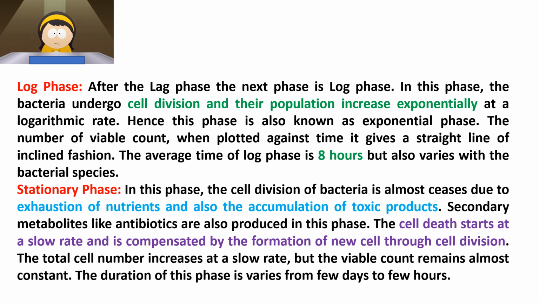Stationary phase. In this phase, the cell division of bacteria almost ceases due to exhaustion of nutrients and also the accumulation of toxic products. Secondary metabolites like antibiotics are also produced in this phase. The cell death starts at a slow rate and is compensated by the formation of new cells through cell division. The total cell number increases at a slow rate, but the viable count remains almost constant. The duration of this phase varies from a few days to a few hours.